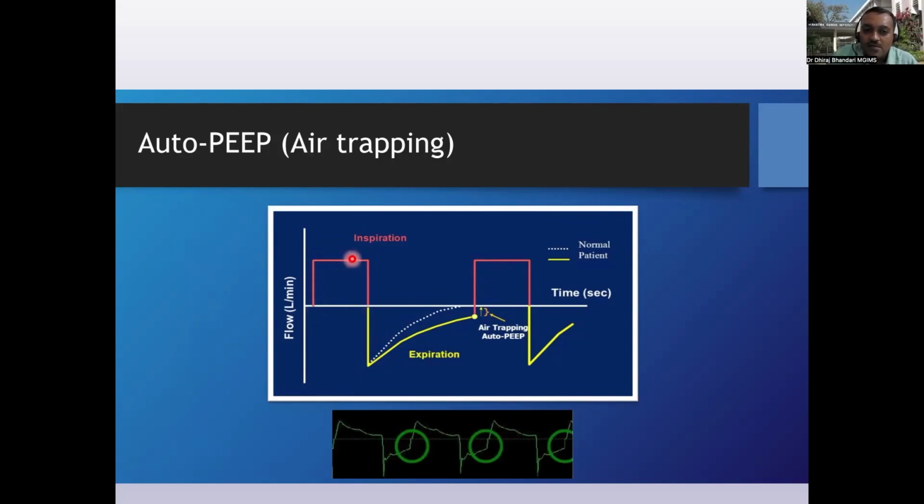So what will happen is, inspiration is there. Now the patient is taking some amount of time, and it has not touched the baseline. There is still some amount of air. This air trapping will generate an auto PEEP, and what you will see is that whenever your flow scalar is not touching the baseline and your new inspiration has started, this will generate an auto PEEP, which will be seen in the pressure scalar as well as your number, and most importantly, very nicely appreciated on a flow scalar. So as you can all agree and appreciate here.